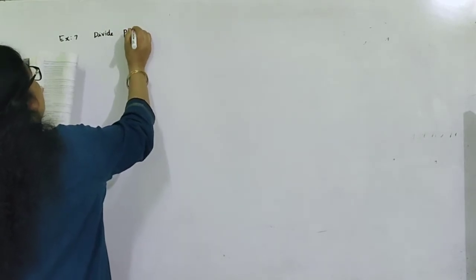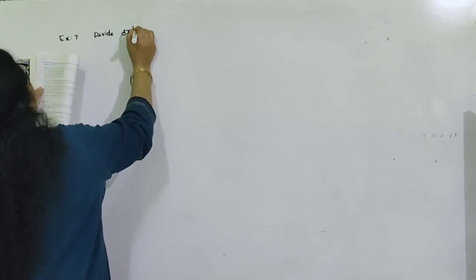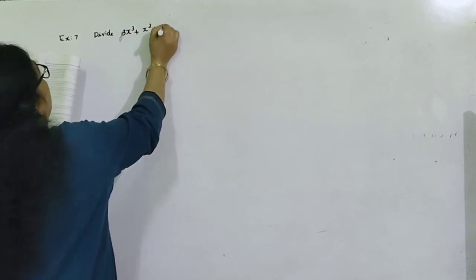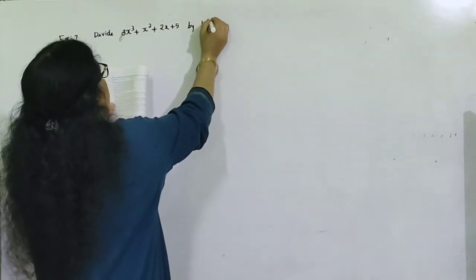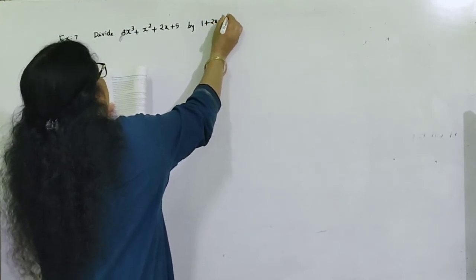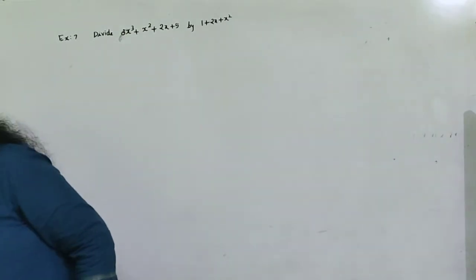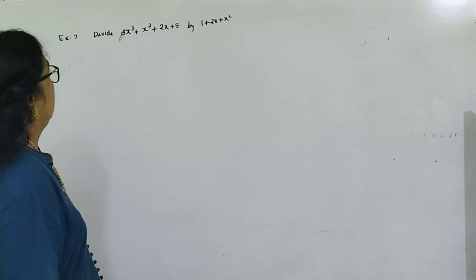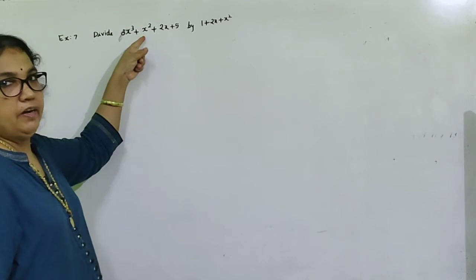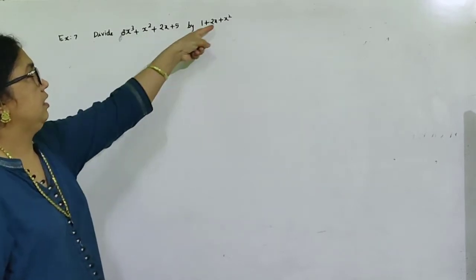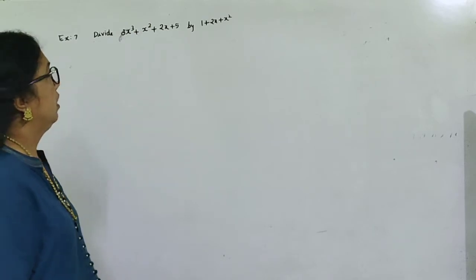So, the polynomials given are 3x cube plus x square plus 2x plus 5 by 1 plus 2x plus x square. Divide it. Two polynomials are given. The first one, which number are we dividing? That is the dividend. This is the dividend and this is the divisor. As with numbers, integers, how are we dividing? Same way only.